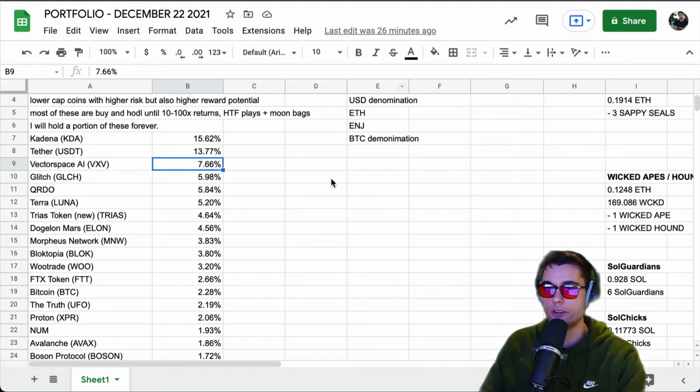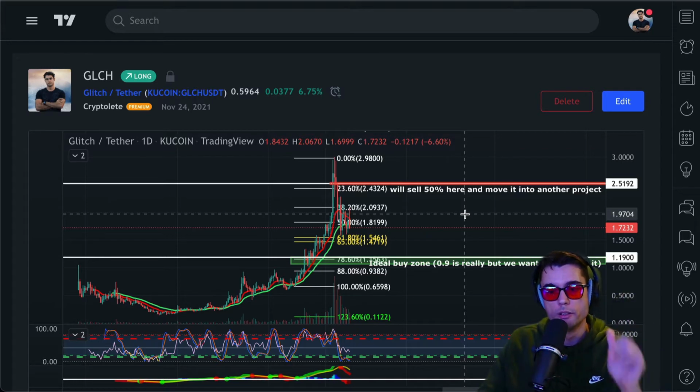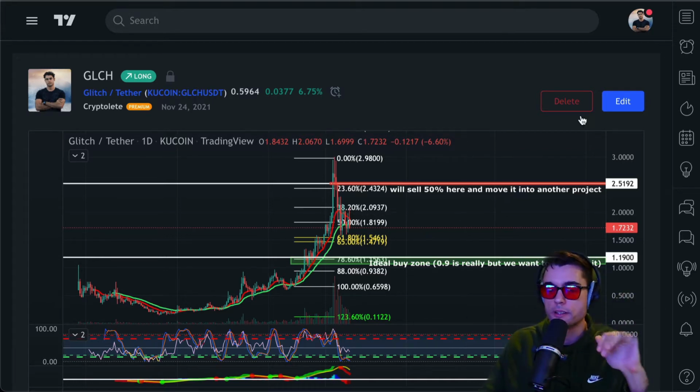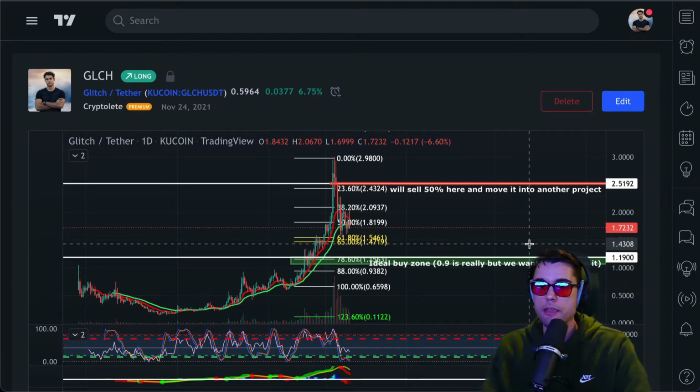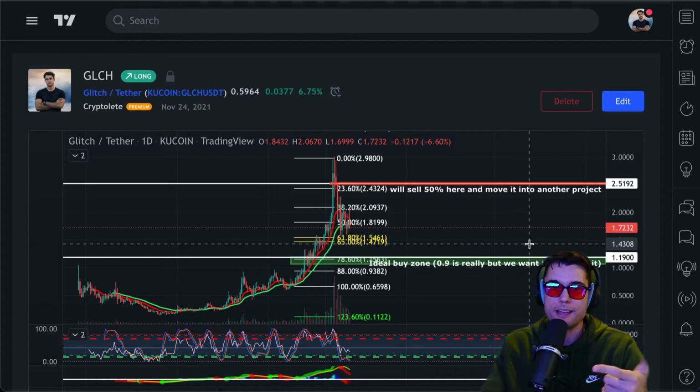All right, so after VXV, we have Glitch. So let me get that up. Okay, so Glitch, this is actually a perfect example of what I talk about. On these investments, I don't actually use stop losses, but the vast majority of the time, I actually get out with a small profit, even if it dips a lot below my buy zone, and Glitch is a perfect example of that.